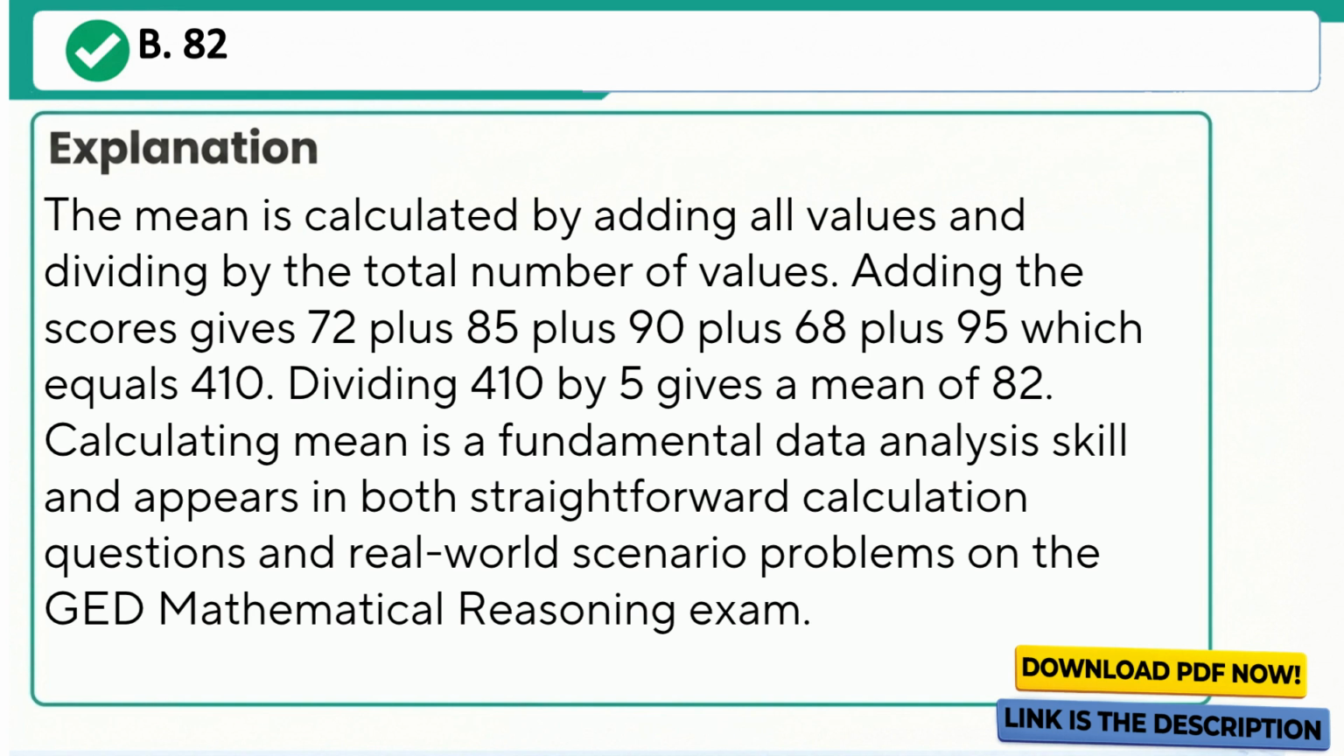82. Explanation. The mean is calculated by adding all values and dividing by the total number of values. Adding the scores gives 72 plus 85 plus 90 plus 68 plus 95, which equals 410. Dividing 410 by 5 gives a mean of 82. Calculating mean is a fundamental data analysis skill and appears in both straightforward calculation questions and real-world scenario problems on the GED Mathematical Reasoning exam.